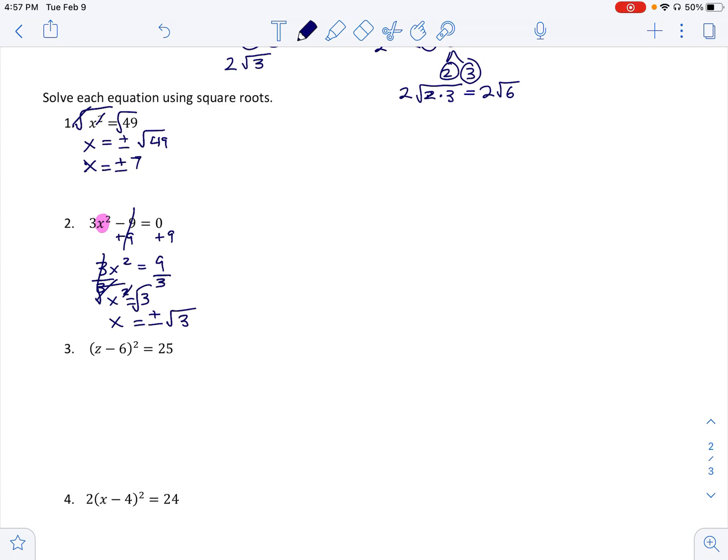Number 3, we have z minus 6 to the second power is equal to 25. So it's set up like this. The first thing we have to do, this looks a little different, but we need to get rid of whatever's raised to the second power first. We need to get rid of that exponent by taking the square root. So we're going to take the square root of both sides of the equal sign first. So now we just have z minus 6 remaining equals plus or minus the square root of 25.